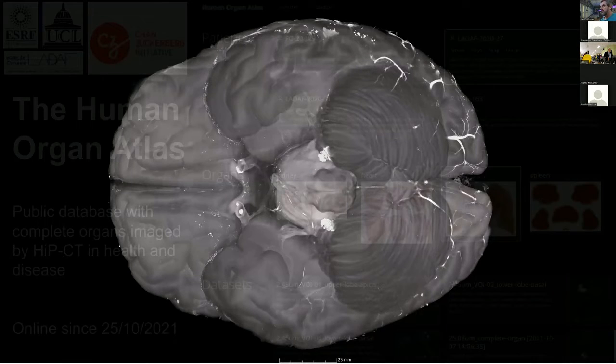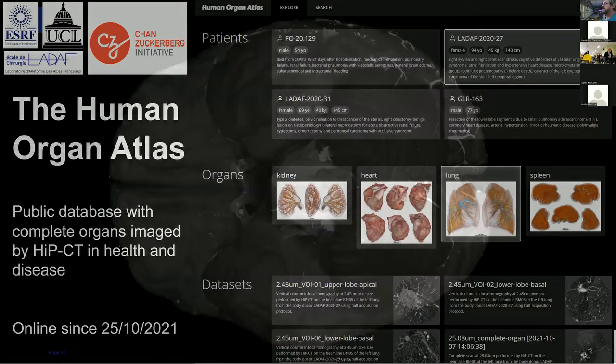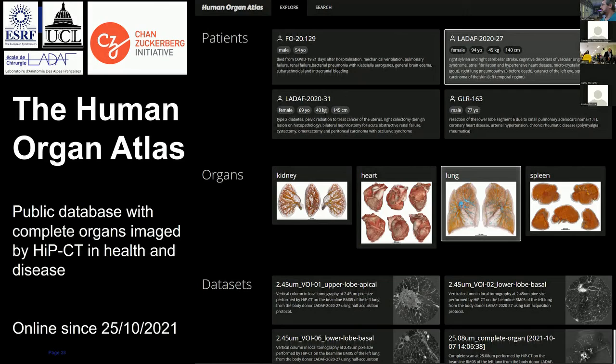So in all this project, so far we imaged something like 30 organs, and we rapidly realized that it was important to have this project growing because the data were interesting for many people. So with funding from the Chan Zuckerberg Initiative and with a rapidly growing collaborative network, we started the Human Organ Atlas that is hosted at the ESRF, and we put in the public domain all the tomographic data from these organs.